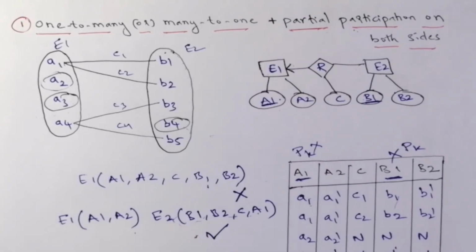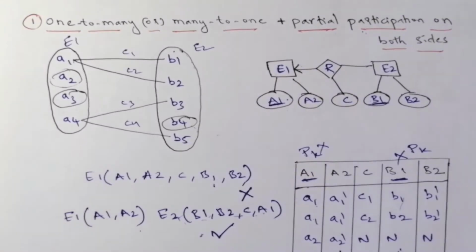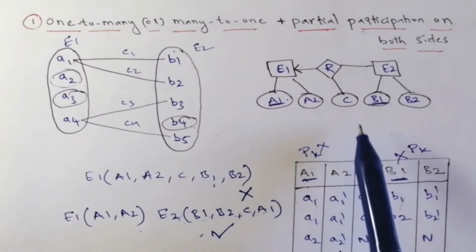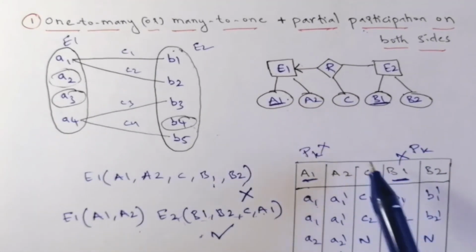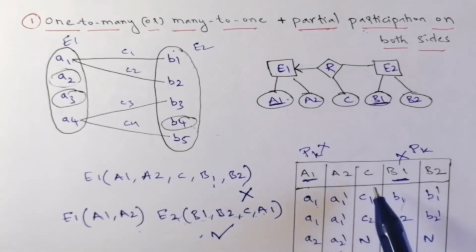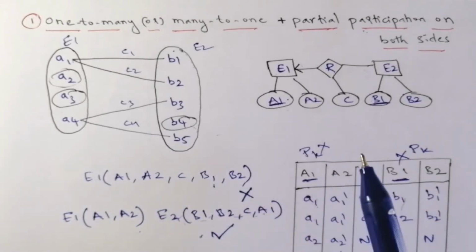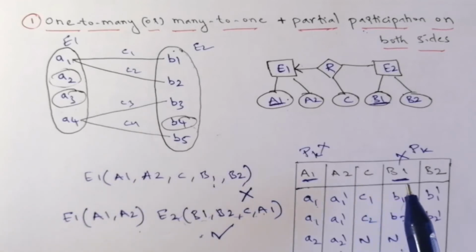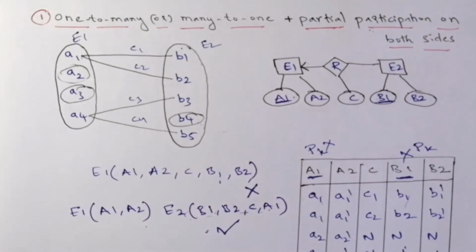So let us move to the next case. Before going, if you want, you can check with these examples for another possibility. That is, if you take A1, A2, and C and B1 into this E1, you can check for another possibility and observe whether it is valid or not. It's not valid, but if you want to know with the example, you can check for it. Let's go for another example.